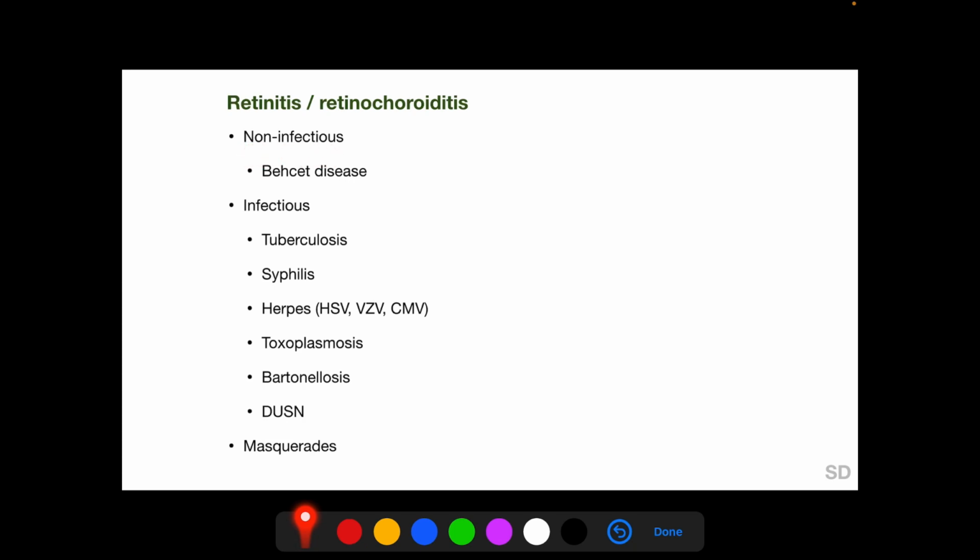Non-infectious causes of retinitis and retinochoroiditis include Behçet's disease, and infectious etiologies which can cause retinitis or retinochoroiditis include tuberculosis, syphilis, herpes such as HSV, VZV and cytomegalovirus, toxoplasmosis, Bartonellosis and diffuse unilateral subacute neuroretinitis.